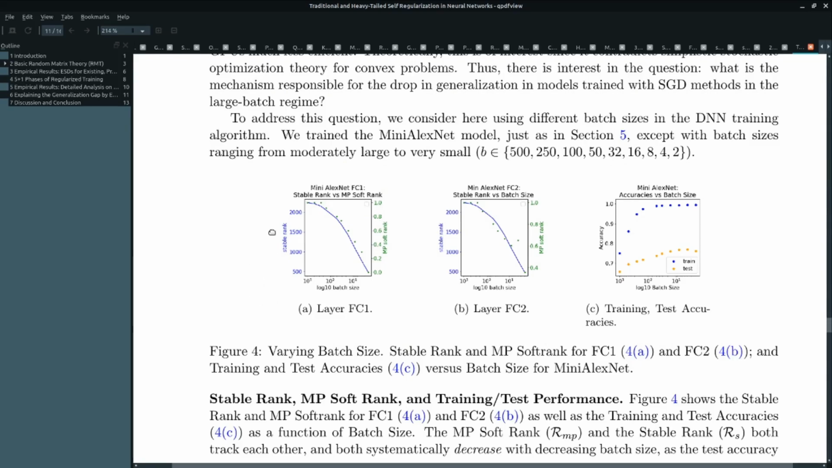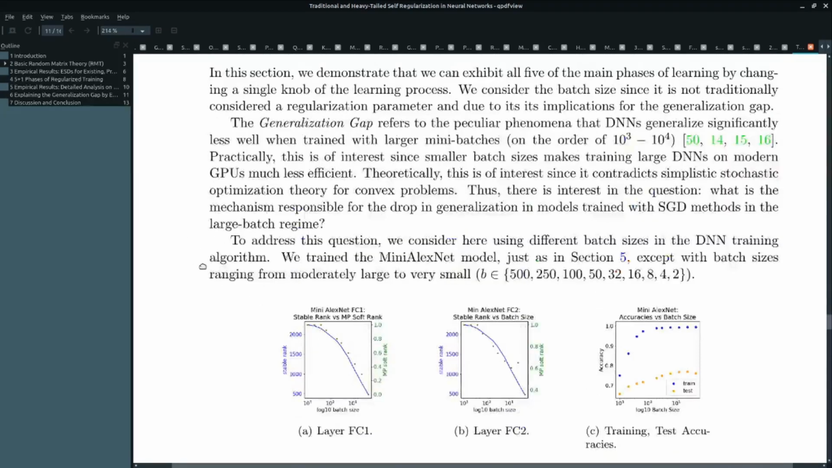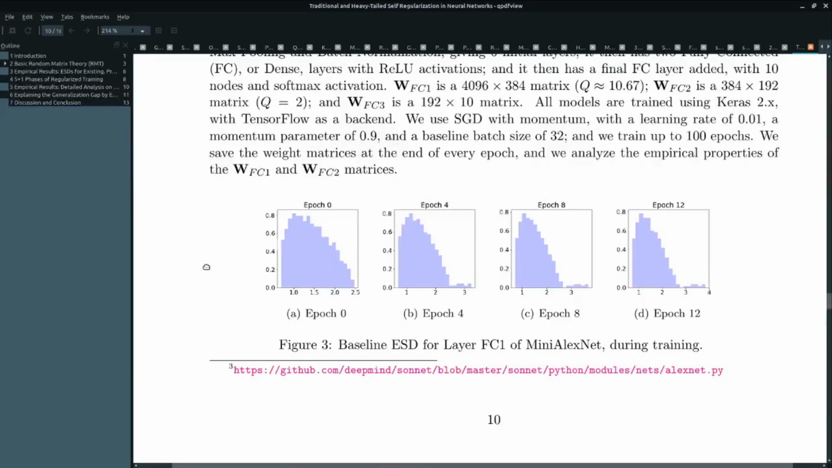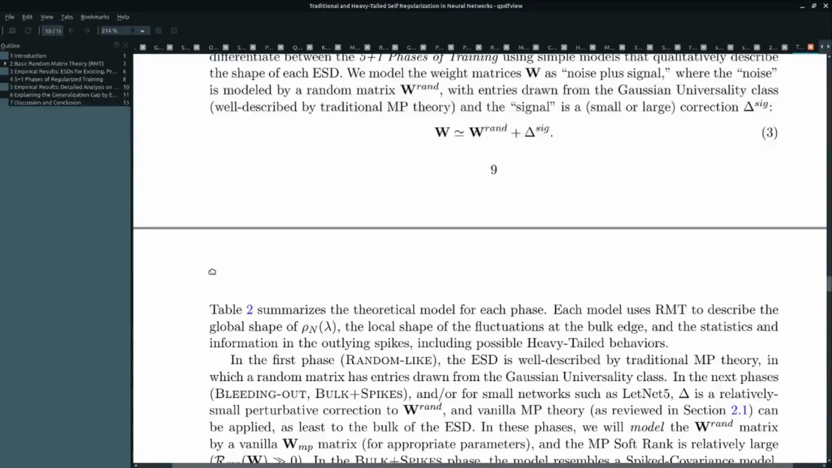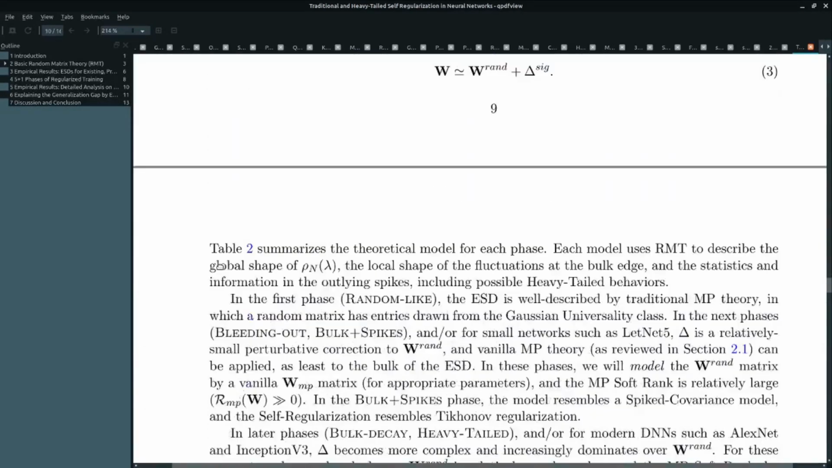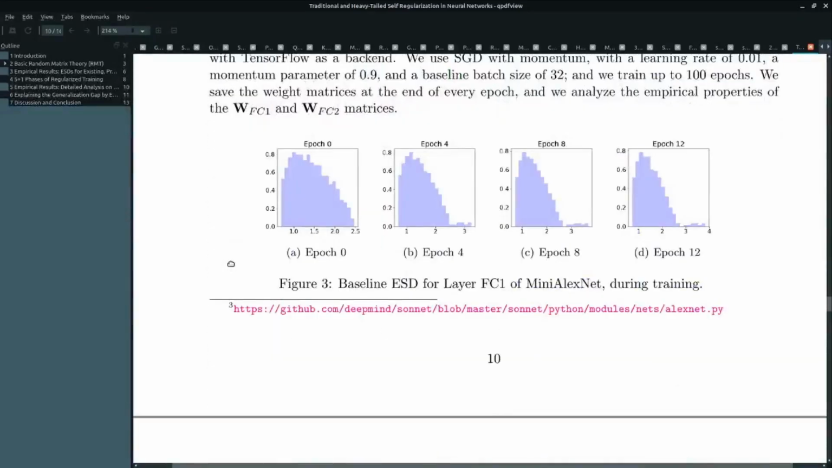I think they had something looking like this. The stable rank. They have this metric called the stable rank. I think they defined it somewhere, but maybe not clearly. Probably in the main paper.